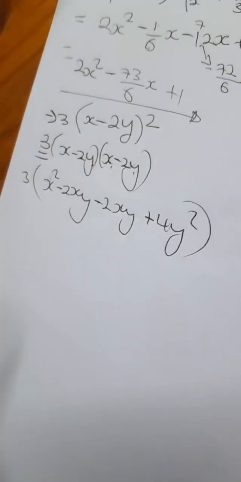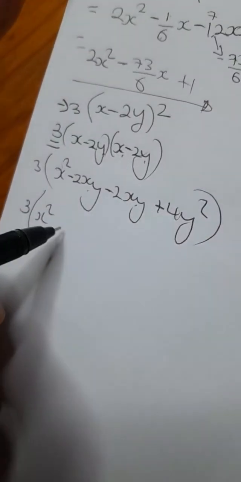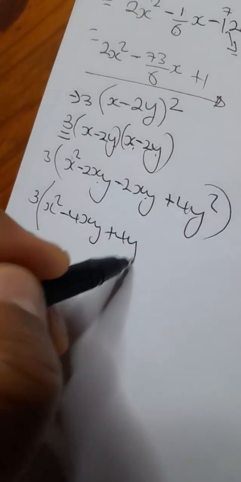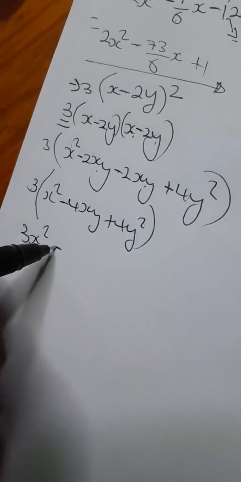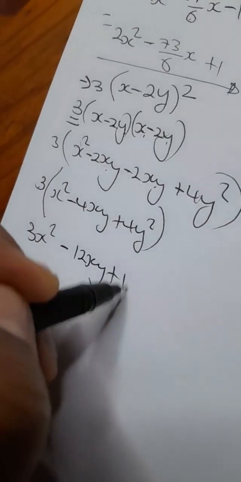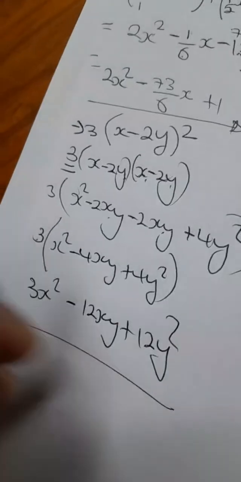Then we introduce our 3. 3 outside, x squared minus 2xy minus 2xy plus 4y squared. Then we multiply by the 3: 3x squared minus 12xy plus 12y squared. There you go.